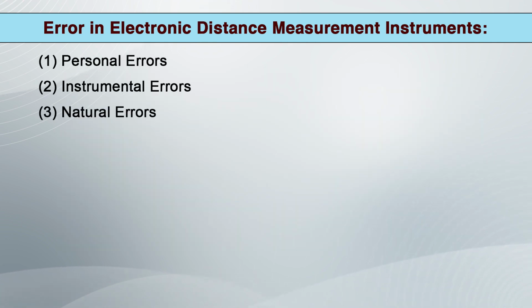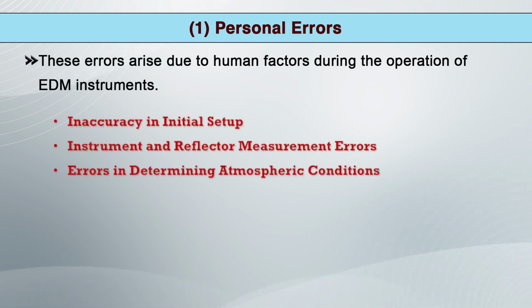There are several errors in electronic distance measurement. Errors in the electronic distance instrument can be classified into three main categories: personal error, instrumental error, and natural error. Let us discuss each type of error in detail. Personal error. This error arises due to human factors during the operation of the EDM instrument. The following are the types of personal error.